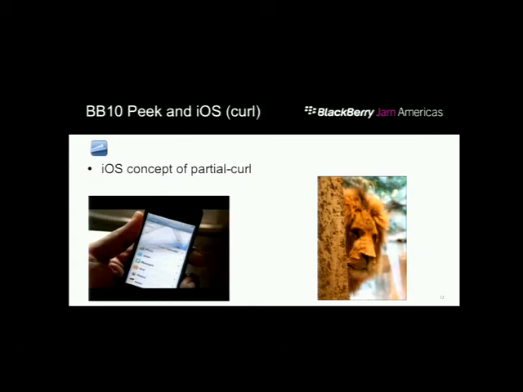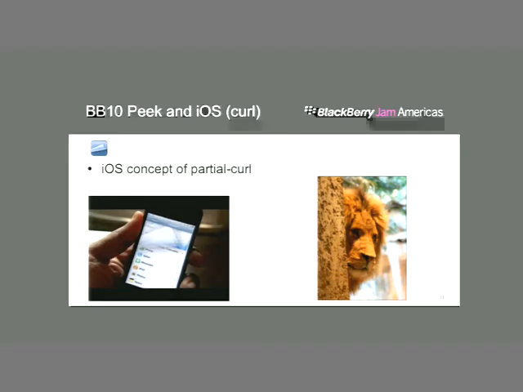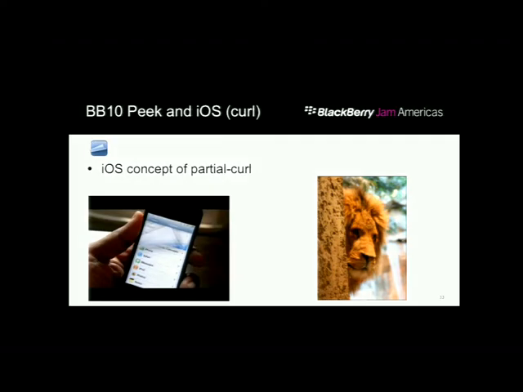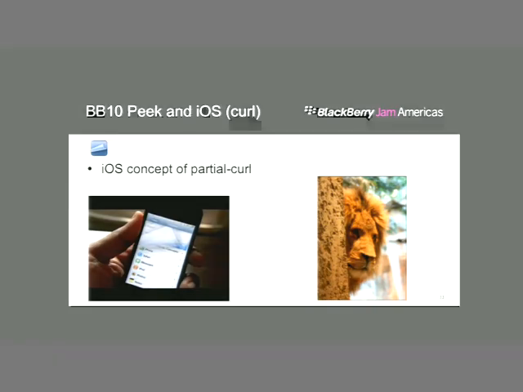So you've heard a lot about Peek, BlackBerry 10 Peek. There's an equivalent concept on iOS. It's the curl. If you use the device, you can curl the page and change an option and curl it back. Now, how does that differ from Peek? You can think, well, these are kind of similar things. Well, the difference is that this is application specific and Peek really is system, or operating system, specific. So let's look at some of that.